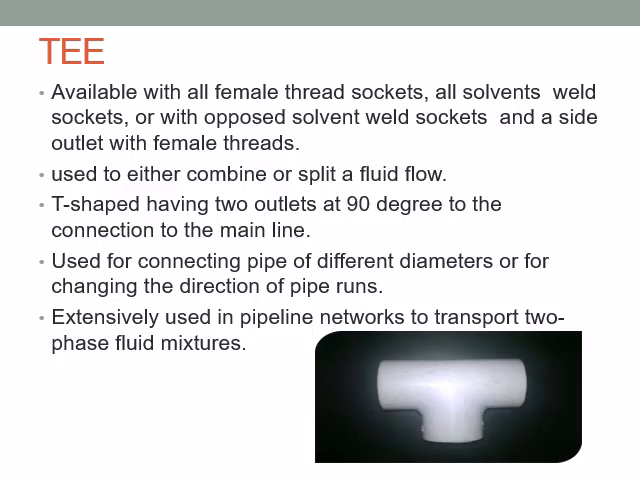It is T-shaped, having two outlets at 90° to the connection to the main line. It is used for connecting pipes of different diameter or for changing the direction of the pipe runs. It is extensively used in pipeline networks to transport two-phase liquid mixtures.